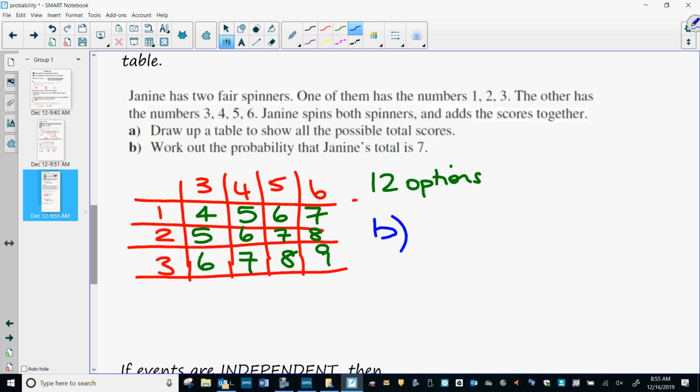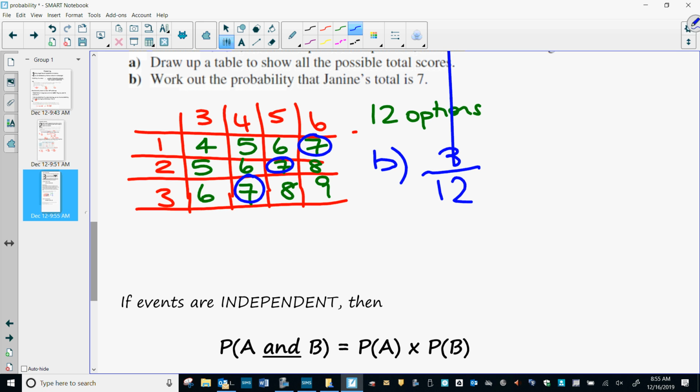then says work out the probability that Janine's total is 7. So then all we do is we say, right, I can see 7 three times, out of a possible 12. Done. Easy peasy. This is all stuff we've done before.